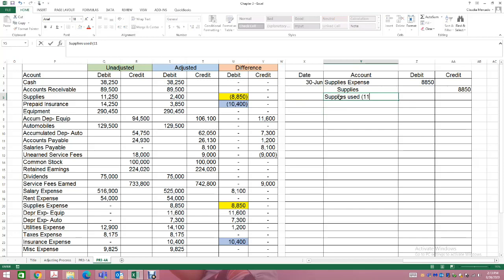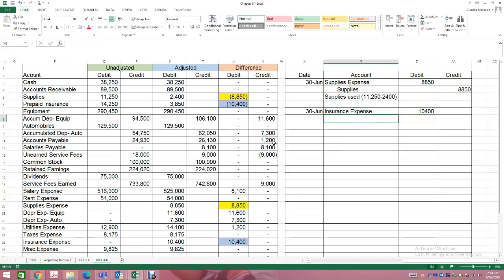Supplies used, 11,250 minus 2,400. Okay. The next entry we have is the one for 10,400, and my prepaid insurance decreased by 10,400. My insurance expense increased by 10,400. So what am I going to debit? I'm going to debit insurance expense. Okay. That was for 10,400.